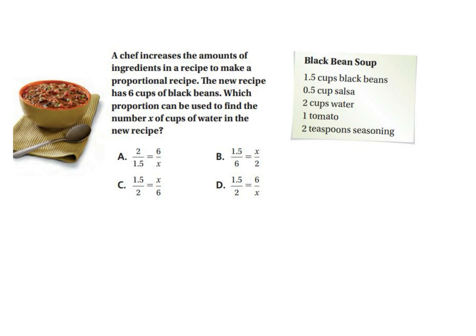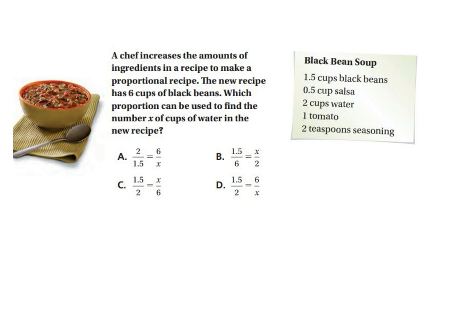For example 5, a chef increases the amount of ingredients in a recipe to make a proportional recipe. The new recipe has 6 cups of black beans. Which proportion can be used to find the number x of cups of water in the new recipe?